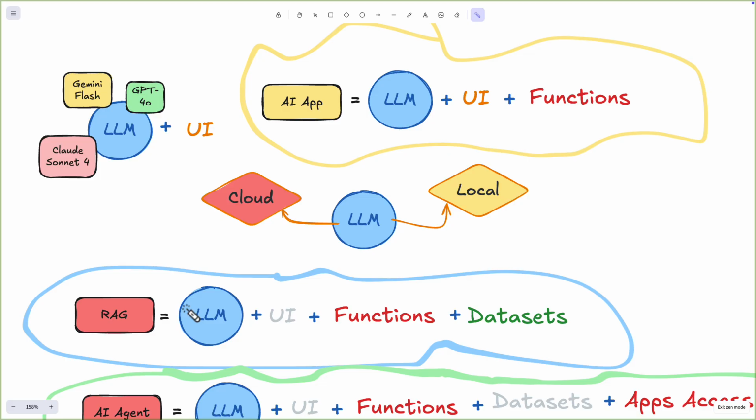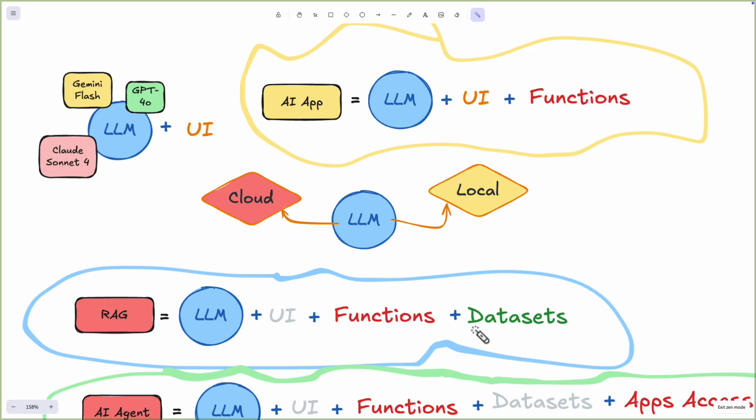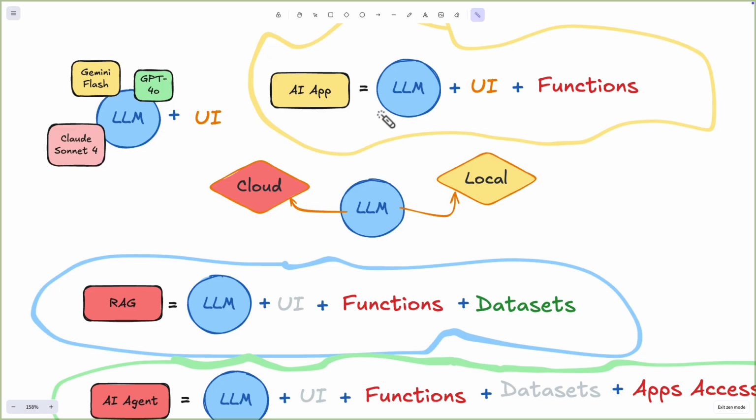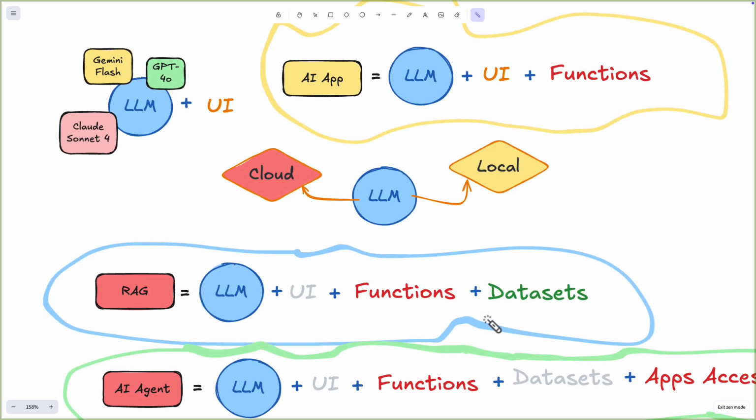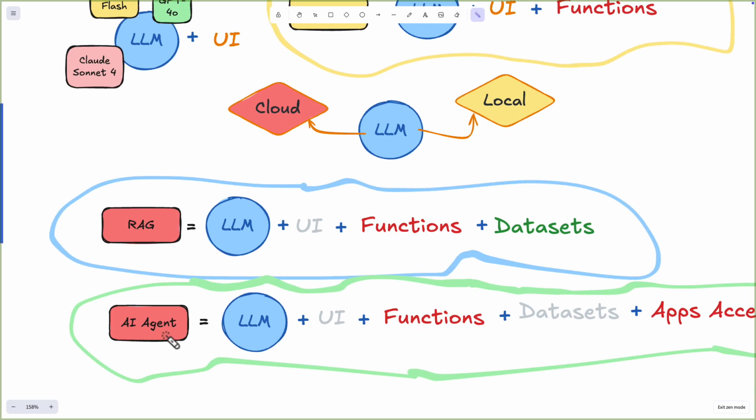So let's say you ask the LLM, was it sunny in Oslo on this date, 1956, for example? How was the weather? The LLM normally doesn't know that information, right? Because it doesn't have that piece of data, but it will look in your data set and then it will prepare a response and return that response together with the information about weather. So a RAG is like an AI app, plus it has an extra data set to give more specialized information.